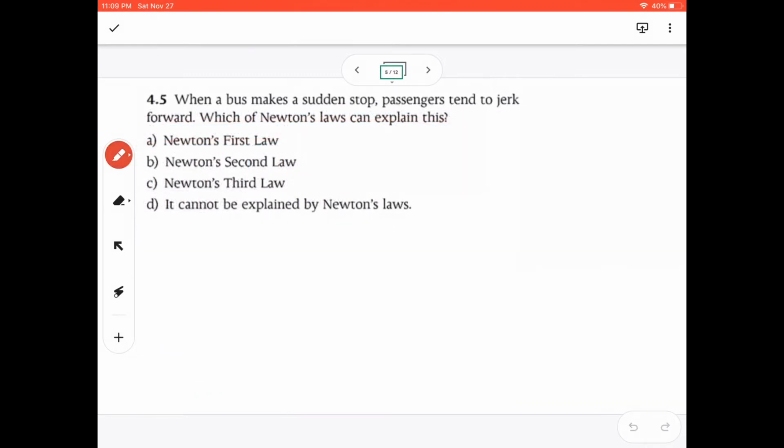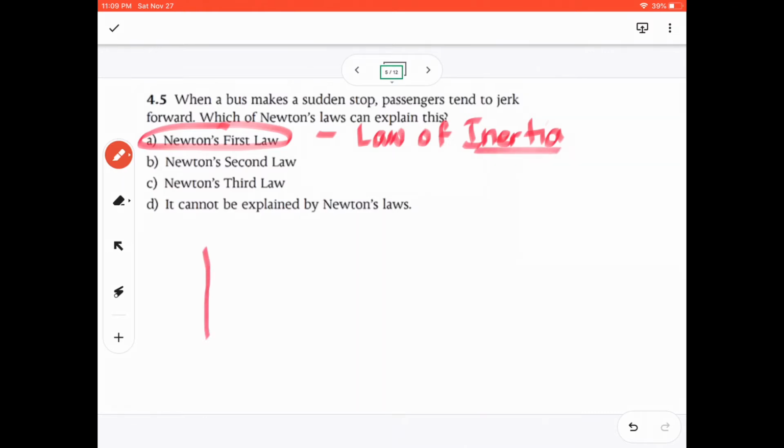Question 5. When a bus makes a sudden stop, passengers tend to jerk forward. Which of Newton's laws explain this? Newton's first law, Newton's second law, Newton's third law, or it cannot be explained by Newton's laws? So the answer here is Newton's first law. Newton's first law of motion is also called the law of inertia. You have to remember that. And the tendency of an object to retain its normal motion is called inertia.